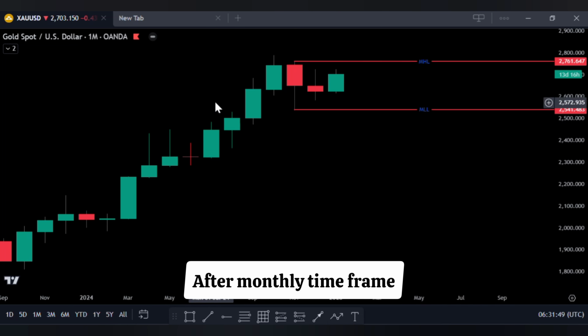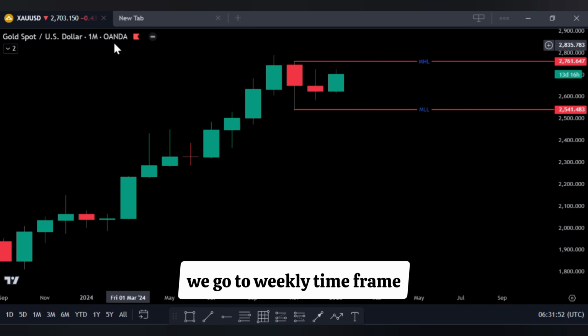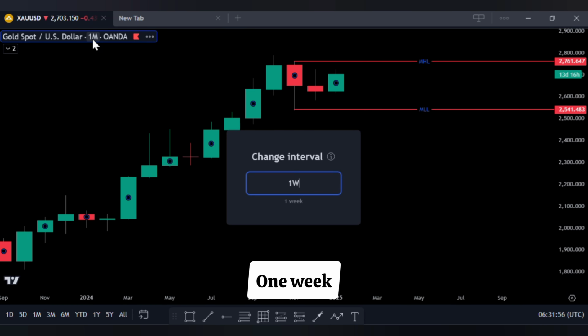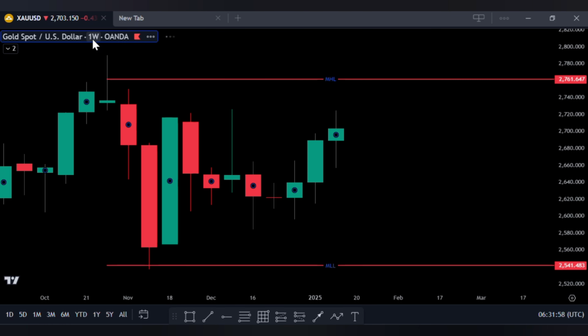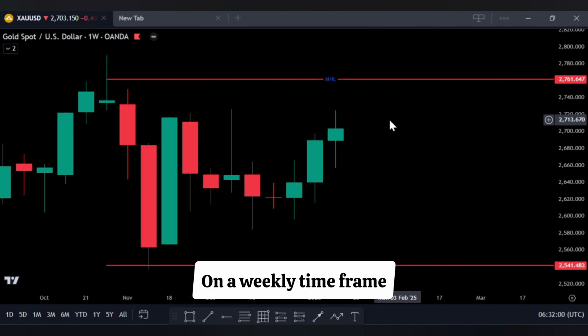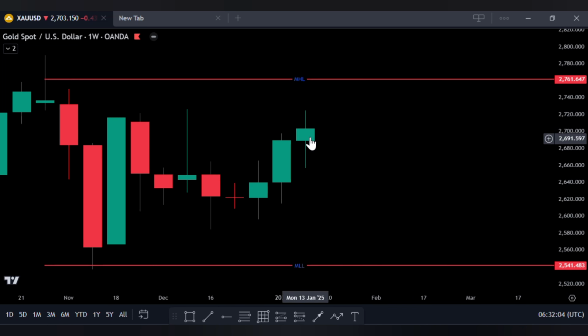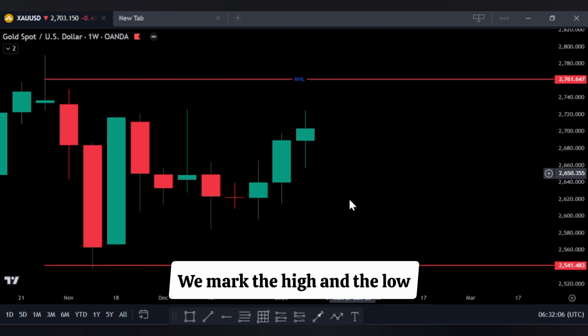Okay. After the monthly time frame, we go to the weekly time frame. One week. On the weekly time frame, we see how the prices behaved this past week. This one. We mark the high and the low.